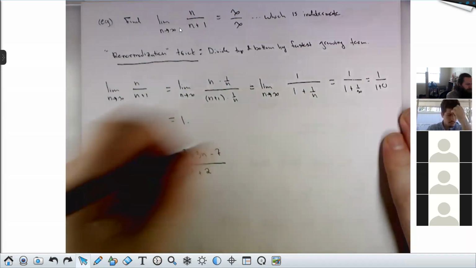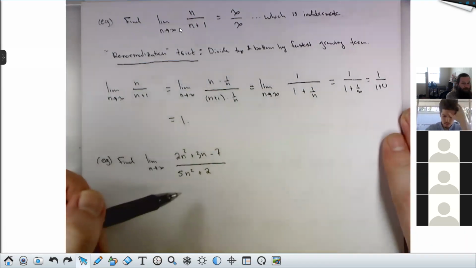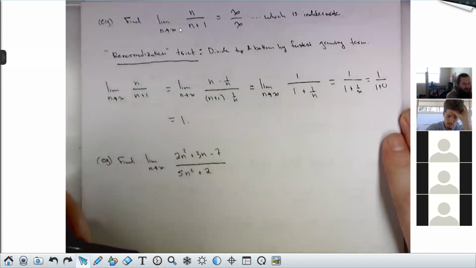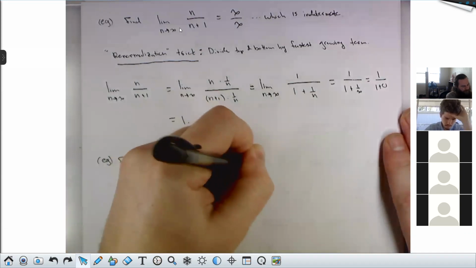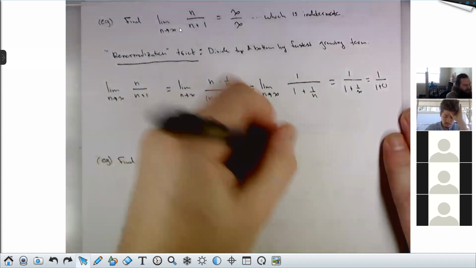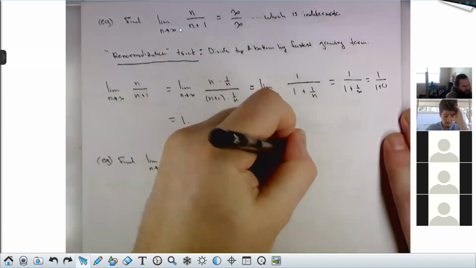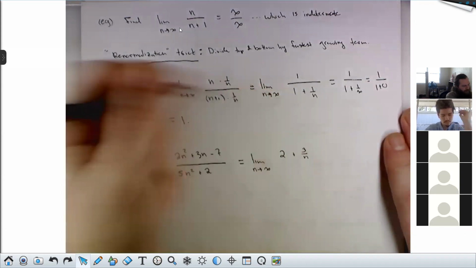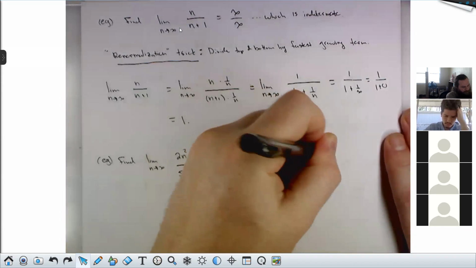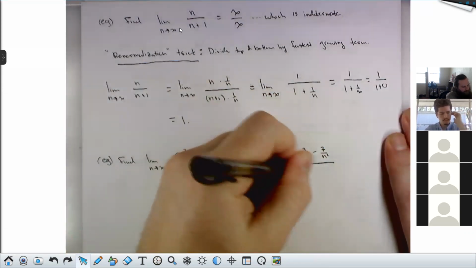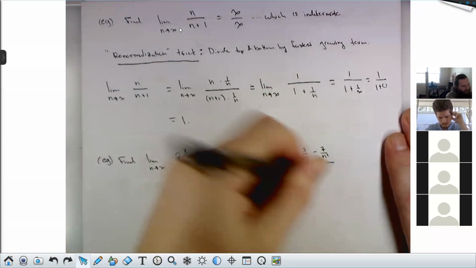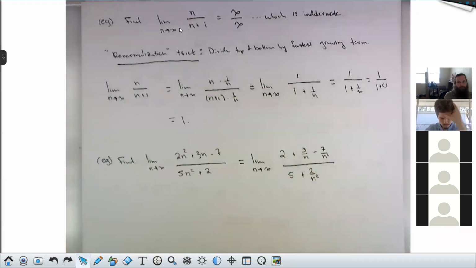So here, the fastest growing term in the top is n squared. The fastest growing term in the bottom is n squared. So if I divide top and bottom by n squared, I'll get 2 plus 3 over n minus 7 over n squared, all divided by 5 plus 2 over n squared. Right, just dividing every term here by n squared.